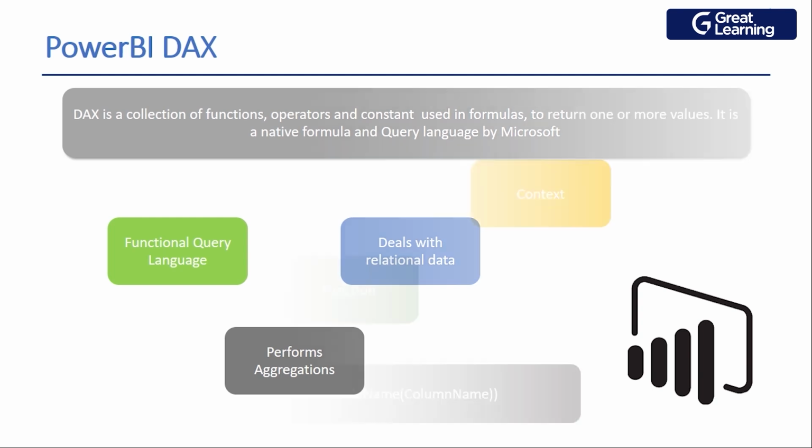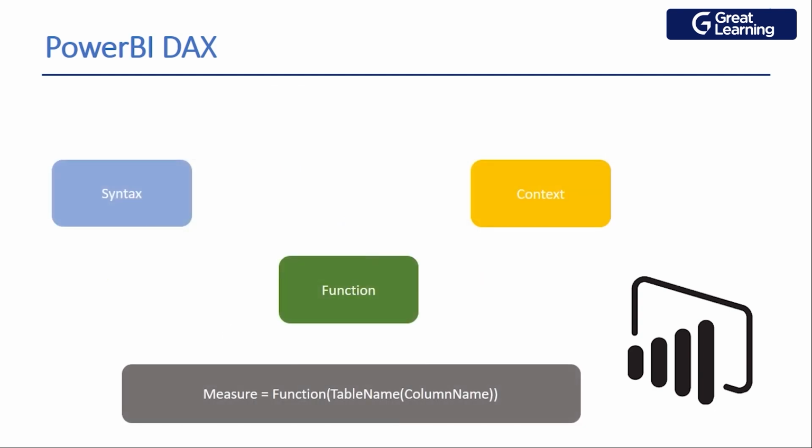Next, let us go ahead and understand what are the components of Power BI DAX. So when you talk about DAX in general, DAX has three components. One is the syntax, the other one is the function, and the third one is the context. Now, a function is nothing but a formula, something like sum, something like count, right? So that is a function. Syntax, what is a syntax?